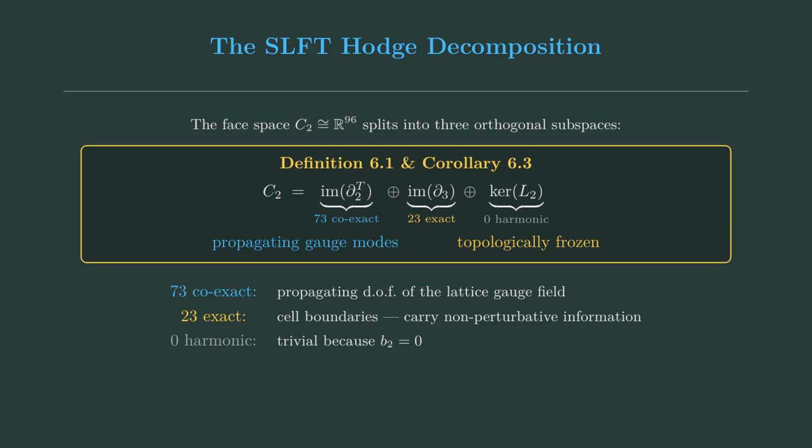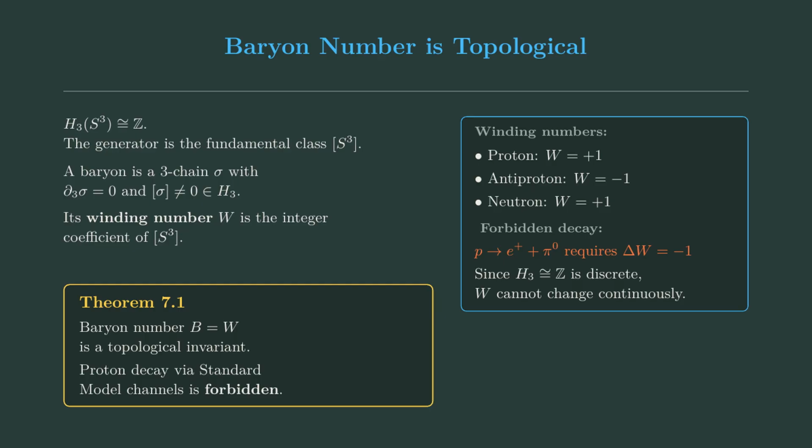B3 equals 1 means H3 is isomorphic to the integers. The generator is the fundamental class, the 3-chain summing all 24 oriented octahedral cells. A baryon is a 3-chain with zero boundary and non-zero class. Its winding number W is the integer coefficient. Because H3 is discrete, W cannot change under any continuous deformation. Baryon number is absolutely conserved. Proton decay into a positron and neutral pion would require delta W equals -1. That's topologically forbidden. The proton is stable not from fine-tuned couplings, but from the discrete topology of the lattice.